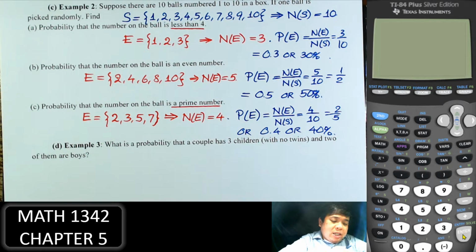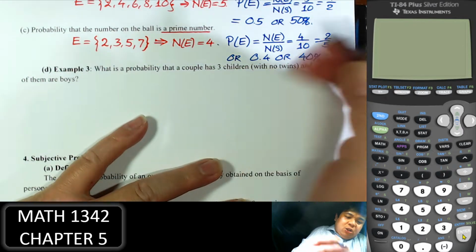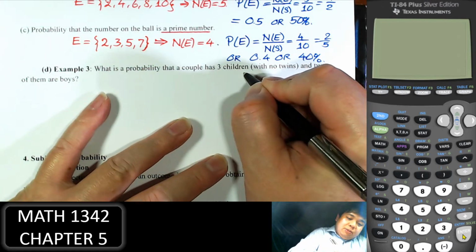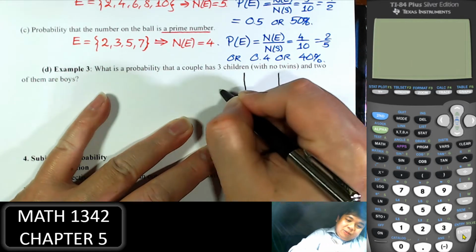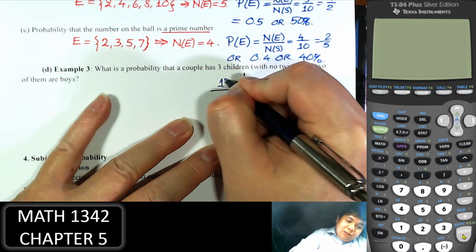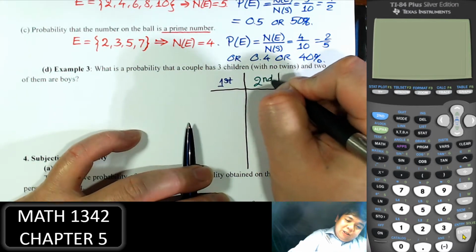Next, what is the probability that a couple has 3 children with no twins and 2 of them are boys? Actually, twins are a dozen. Let's assume less complicated things, so there are no twins. Right, so there are 3 children. Remember, this is kind of like what we did earlier. So we have the first, the second, and then the third.